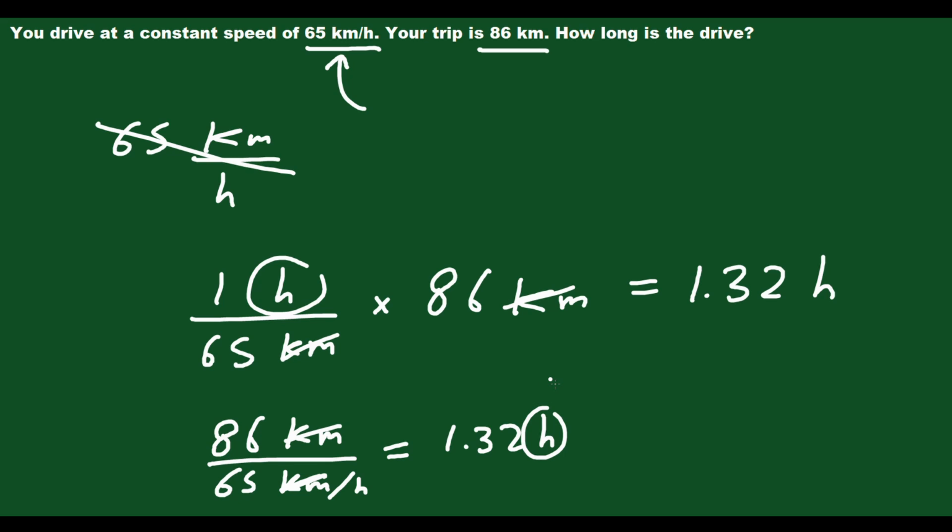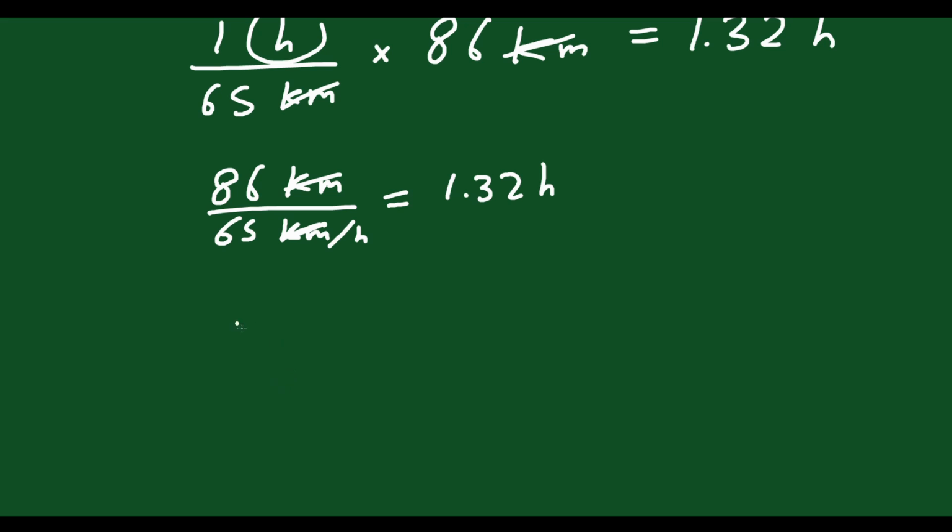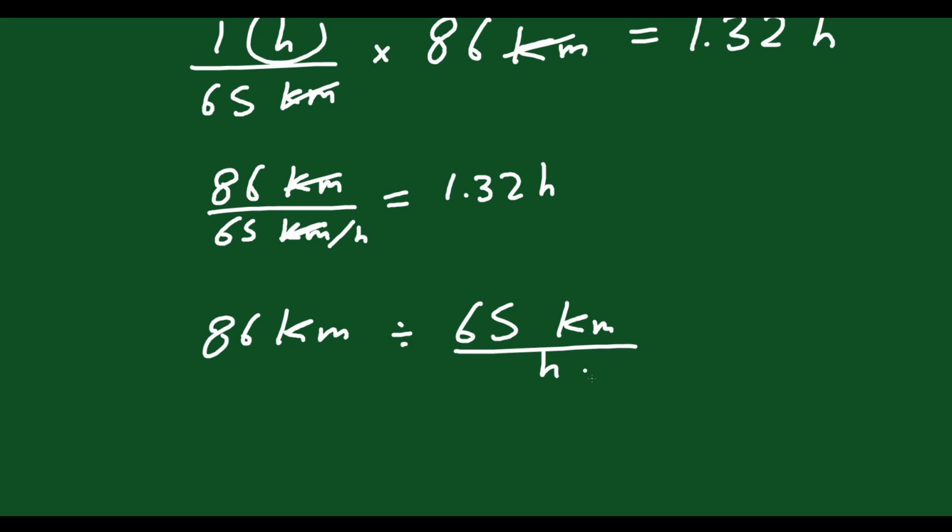So because some people forget that, I like to do it this way, where you just flip that first term and then multiply them, but it's completely up to you. Another way you can think about this is 86 kilometers. Instead of dividing it by putting it over 65, you can say divided by 65 kilometers per hour. Put the hour under the whole thing like that.